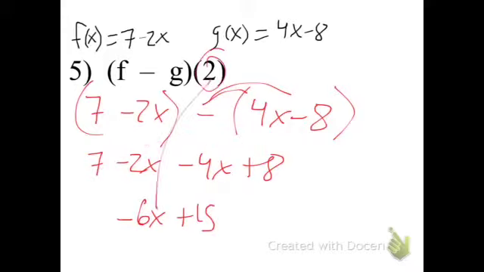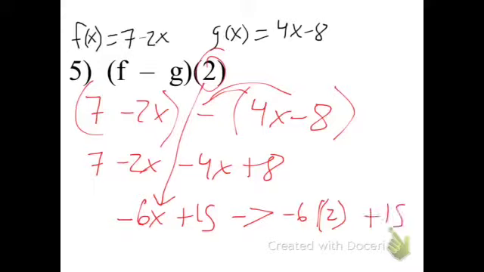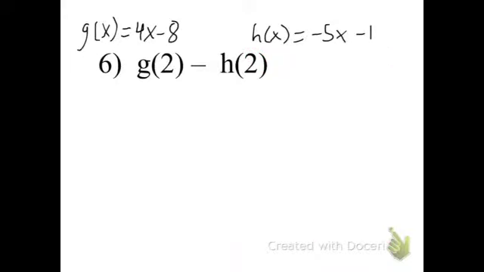Now I take the 2, put it in for x. That's going to give me, it's not equals, I don't put equals. I'm going to draw an arrow to show what I do next. And it's going to be negative 6 times 2 plus 15. Well, negative 6 times 2 is negative 12. Add the 15, gives you the grand total of 3. Oh, it might be hard to read down there. 3.